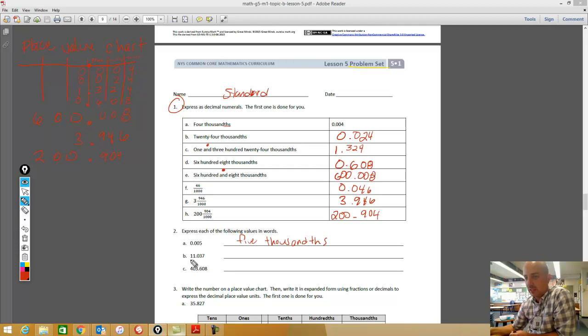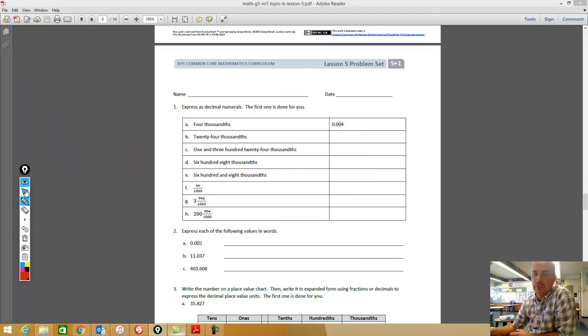Cool. Do the same thing here. 11 and 37 thousandths. It's going to be just looking like this up here. 11 and 37 thousandths. Okay. Easy way to do this would be to take this number and put it up in your place value chart. 11 and 037, and just know what it is. 11. This is in my thousandths, so I have 37 thousandths, and I can write that out. Okay. All right. Here we go.